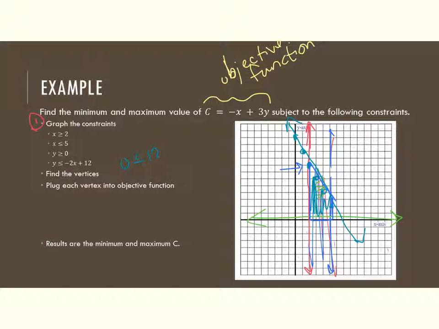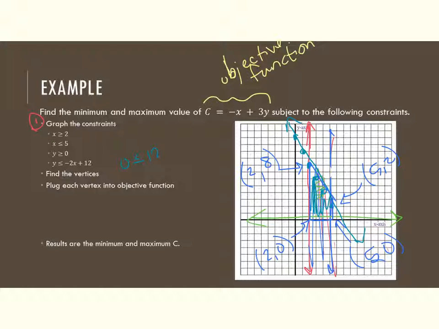So that vertex is going to be 2, 8. That vertex is 2, 0. That vertex is 5, 0. And then we have another vertex over here, which I believe is at 5, 2.